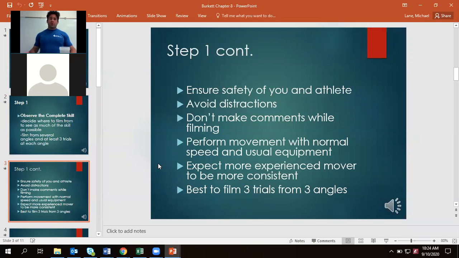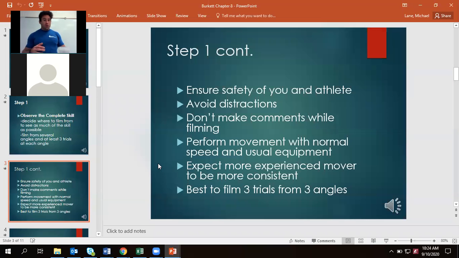Now, obviously, when you're filming, make sure that we're going to be safe. I'm not going to have you filming someone pitching a baseball from 10 feet away, in front of them. That sounds like a good way to lose some teeth. Try to make sure that we're distracting as little as possible. Try to be quiet, so let's not make comments or jokes when people are trying to do their best to perform the movement.